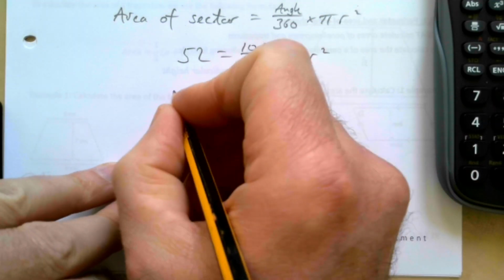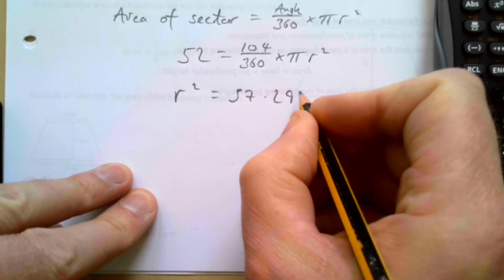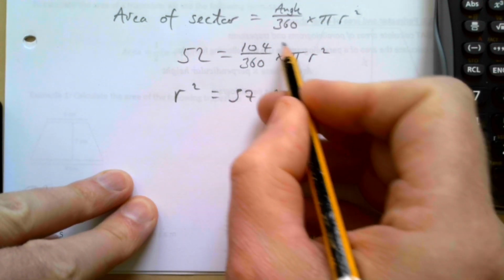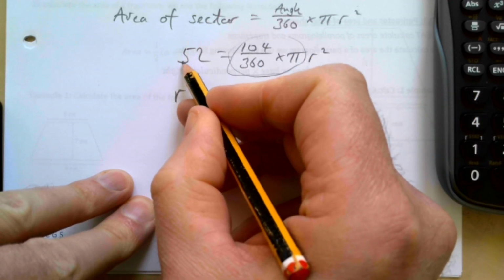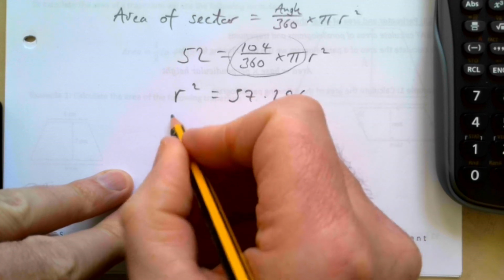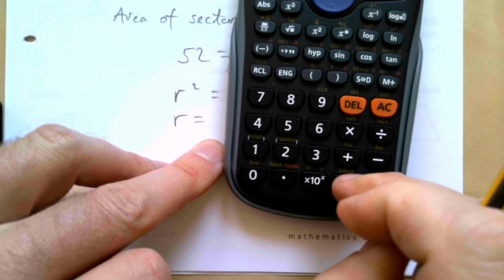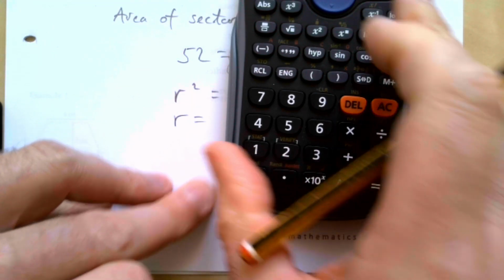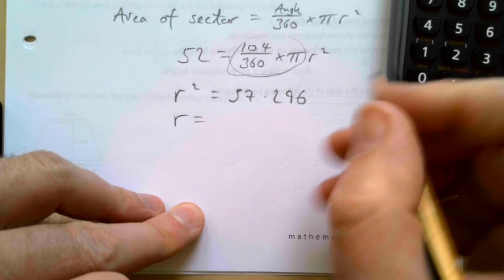57.296, so that means my r squared is 57.296. So what have I done there? I've got this as a number, and I've divided it into that, and that's given me then my 57.296. Obviously then to get my r, we will then get 7.569.